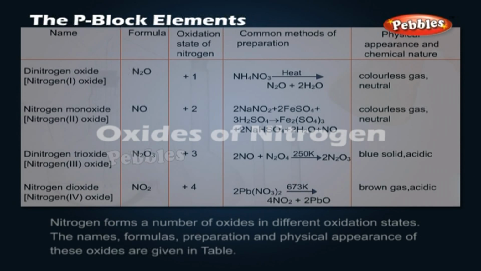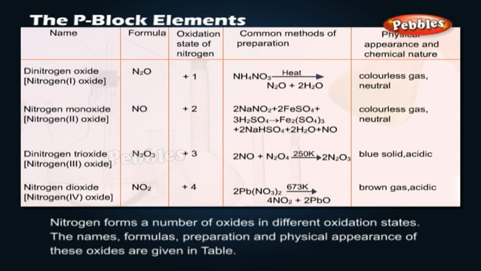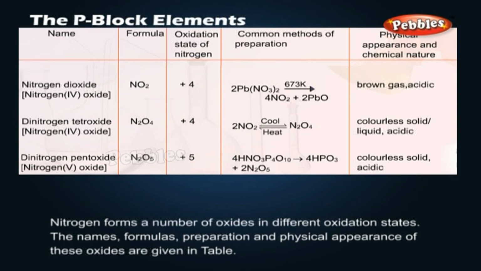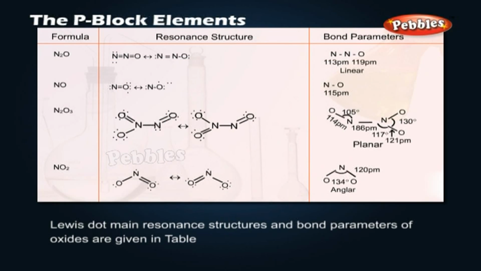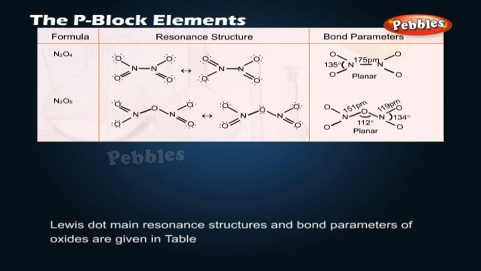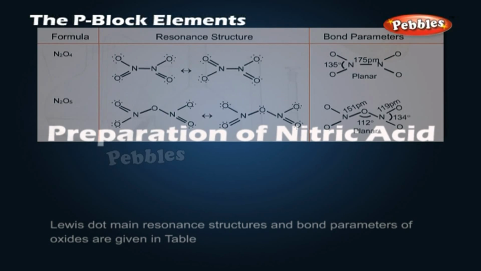Oxides of nitrogen. Nitrogen forms a number of oxides in different oxidation states. The names, formulas, preparation, and physical appearance of these oxides are given in the table. Lewis dot and resonance structures and bond parameters of oxides are given in the table.